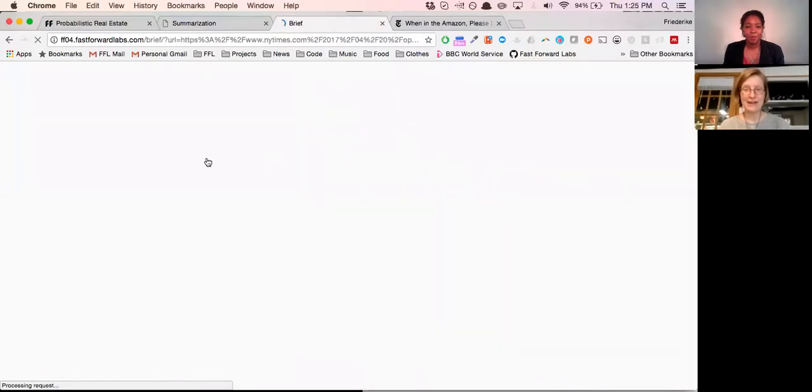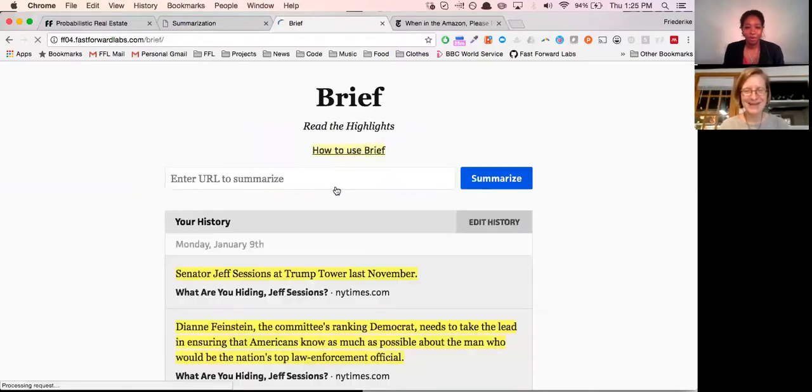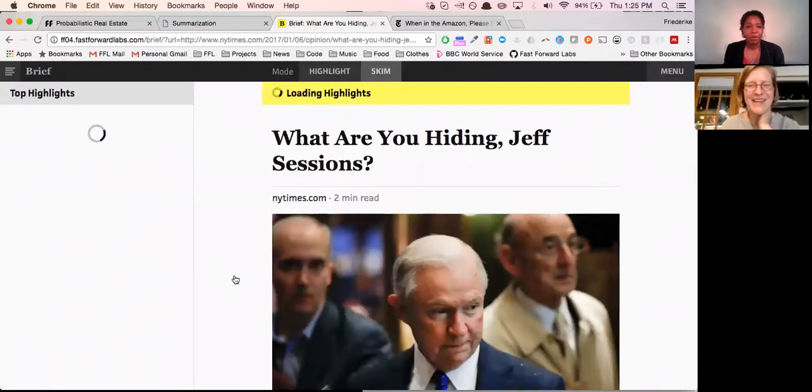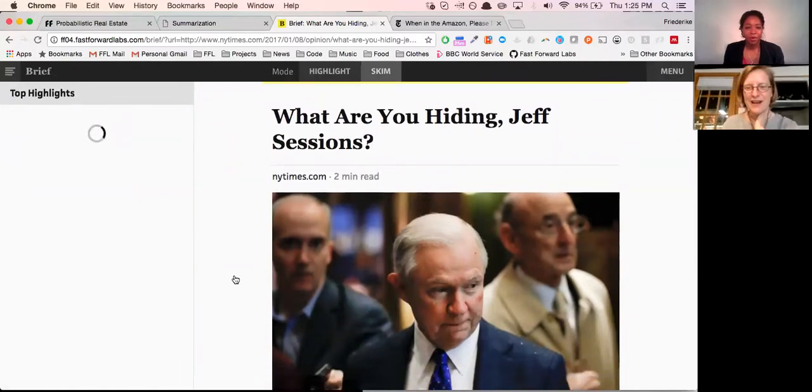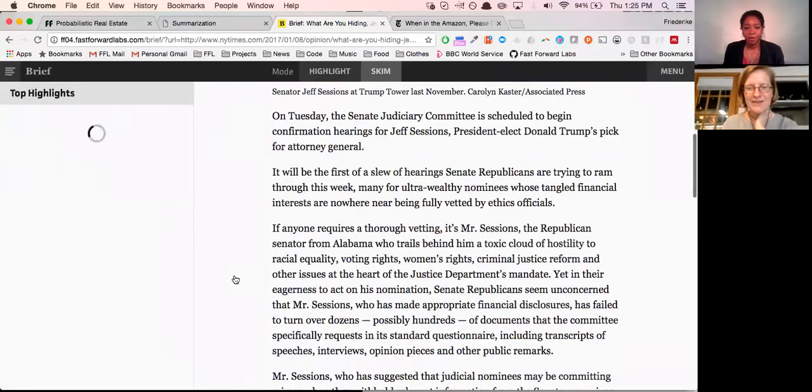It will take a little while, so just bear with me. Yeah, that's unfortunate that this one did not work. So let me go back and go to one that we have preloaded here. Sometimes the underlying parser can be tricky because we're using a third-party tool. Okay. So this is an older article. The algorithm is still loading.